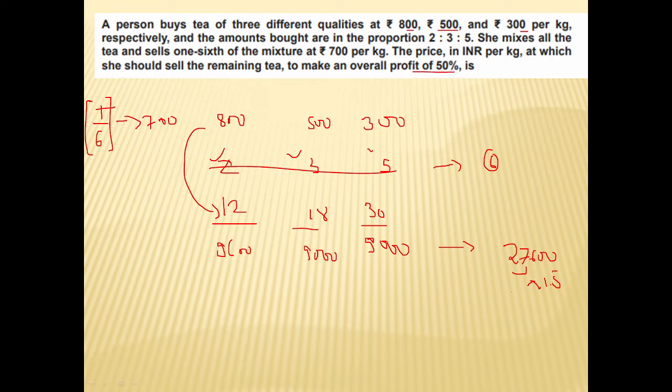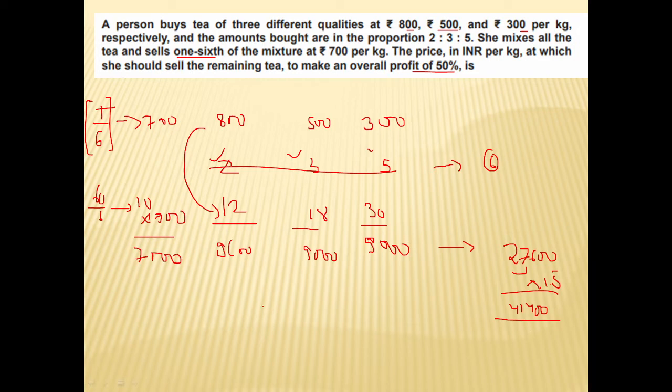You can use the on-screen calculator here. You will get this as 41400. Okay, now this part of the question comes into it. 1/6 is sold at 700. 1/6 means 60 is the total, divided by 6, so 10 kg is sold at 700. So 10 into 700, 7000.